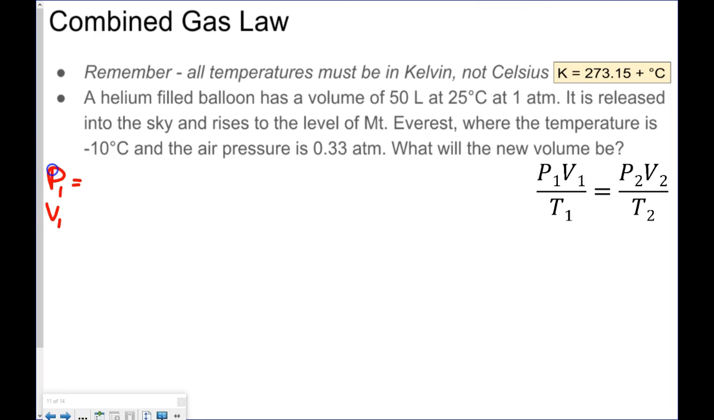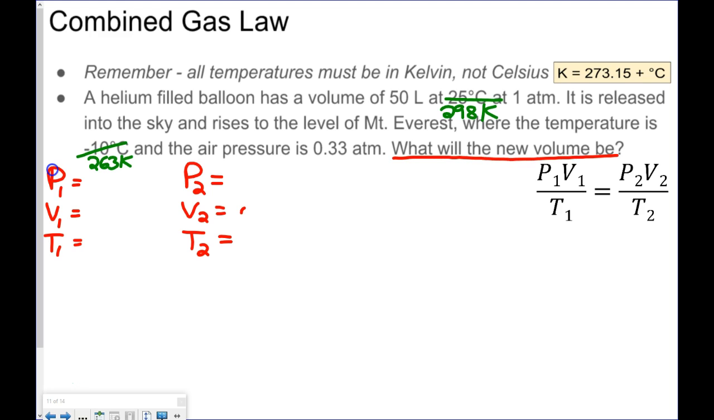All right, a helium-filled balloon being raised up to the level of Mount Everest, where the temperature and air pressure are going to change. So now I have everything that's going to be coming into play. This is why it's called the combined gas law. All of those things are going to be combined here. Like before, need to convert all my temperatures from Celsius to Kelvin. So 25 becomes 298, negative 10 becomes 263.